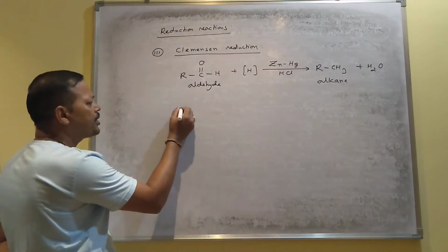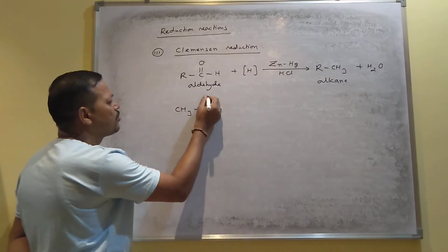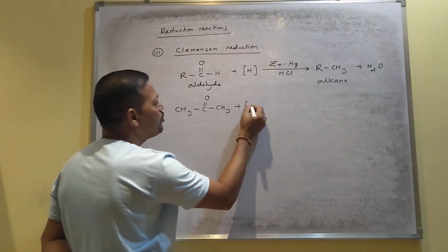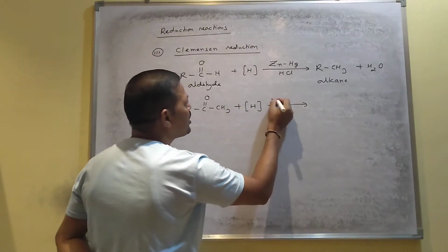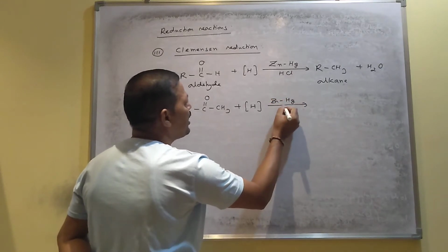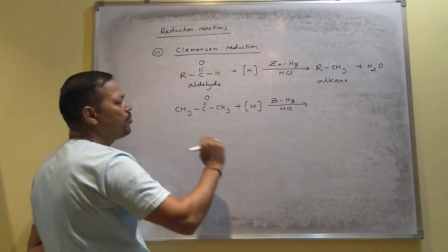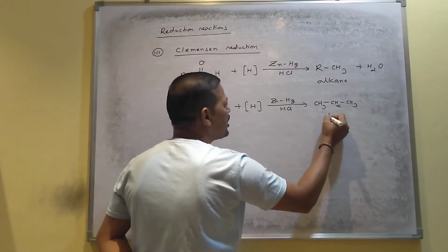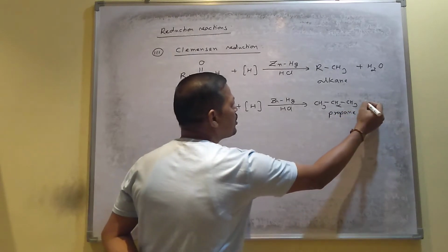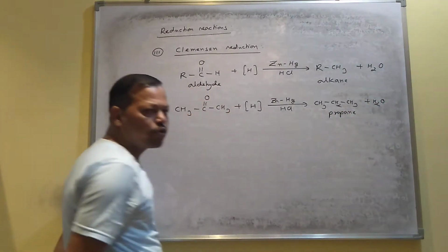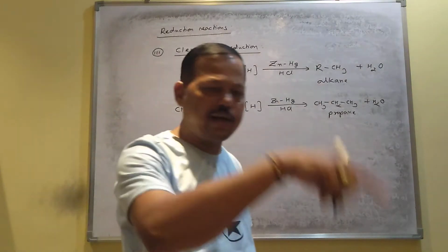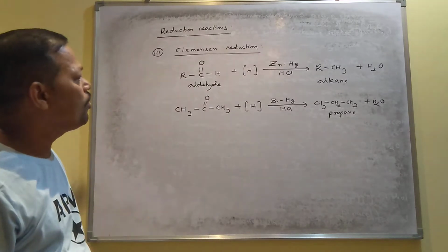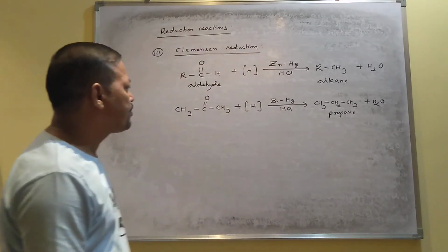Similarly, if you take some ketone, this is one ketone, propanone. When you do reduction in presence of zinc amalgam and HCl, then this oxygen will be removed from it. Hydrogen is added to the middle carbon, you will get propane. Directly it will convert to alkane. Side product will be water. So if you want to convert aldehyde or ketone to alkane, directly you can convert by applying zinc amalgam and HCl, which is called Clemmensen reduction.